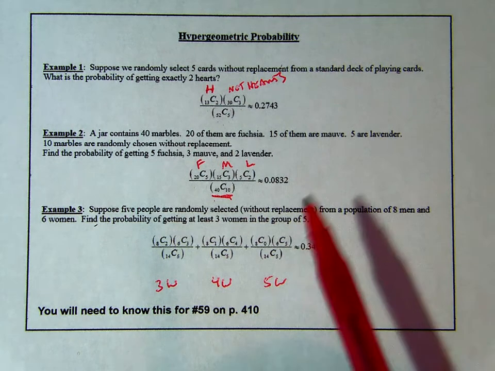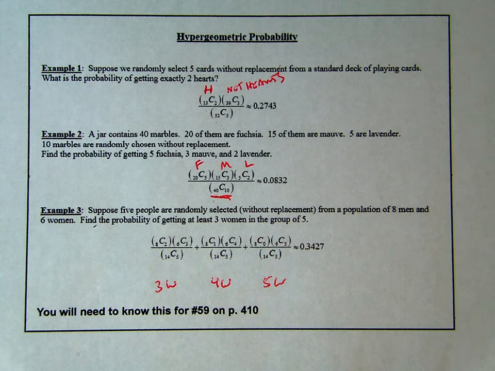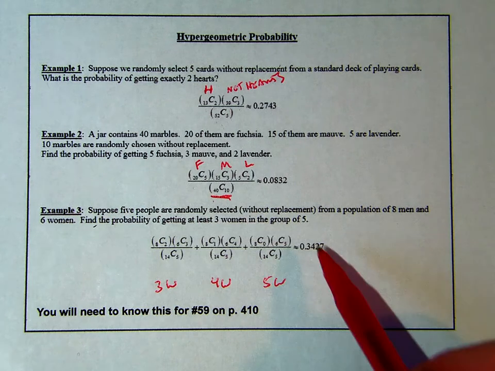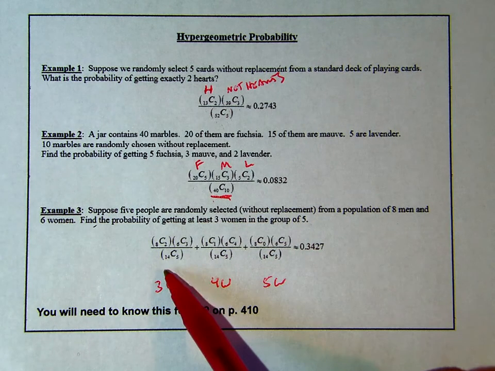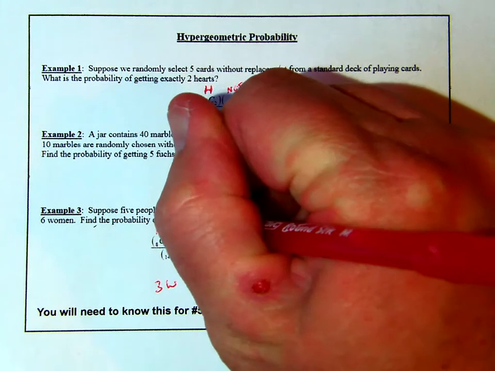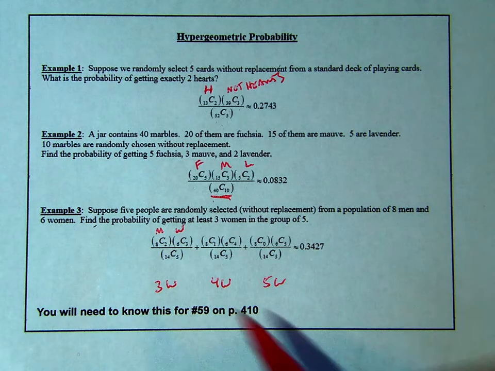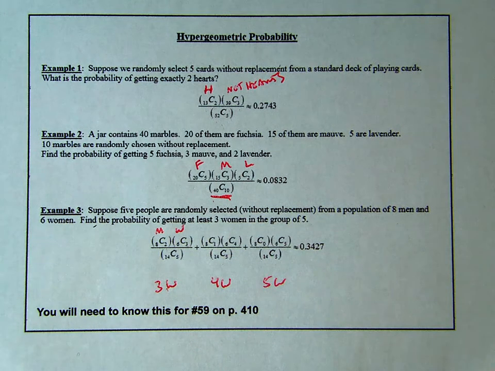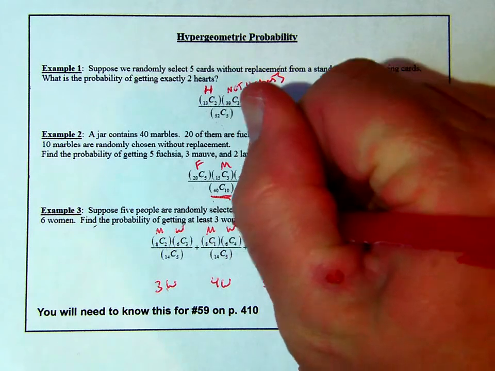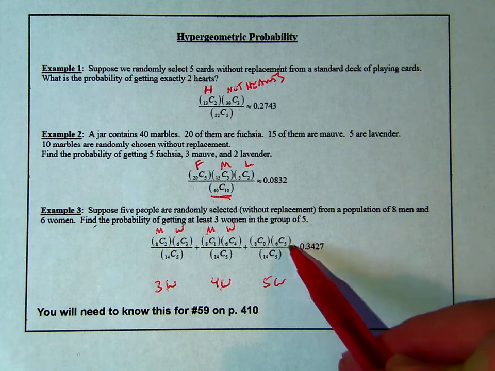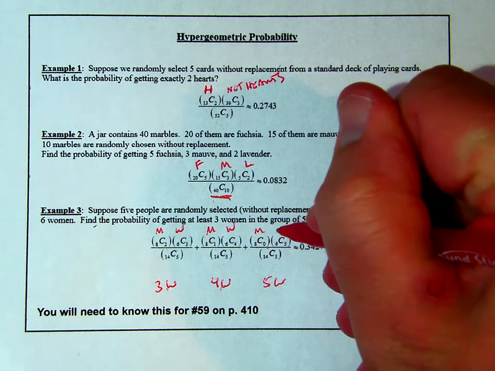So the big picture is we have a grand total of 14 people we're choosing from. And from those 14 people, we're choosing a group of 5. So the bottom of the fraction is the 14 choose 5. Then we're breaking it down, men versus women. So with 3 women, that means 3 women, 2 men. And then for the second fraction, 4 women is 4 women, 1 man. And then for the third fraction, all 5 women, no men.